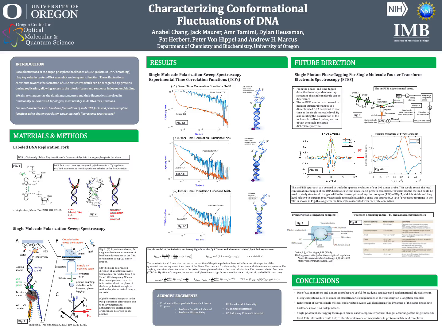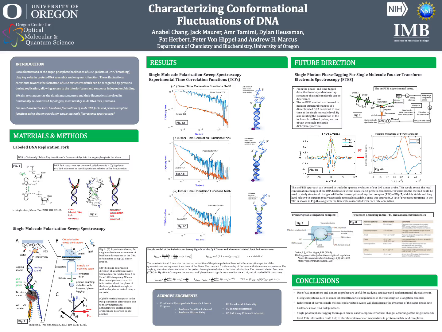And our lab aims to characterize the main structures and their fluctuations involved in functionally relevant DNA topologies, or how the DNA is twisted and folded, and we focus the most on single-stranded, double-stranded DNA fork junctions.